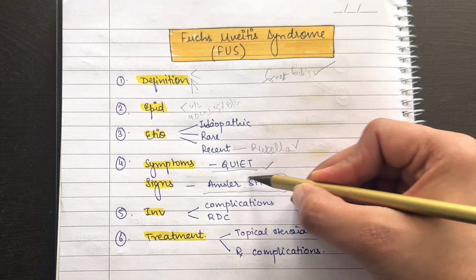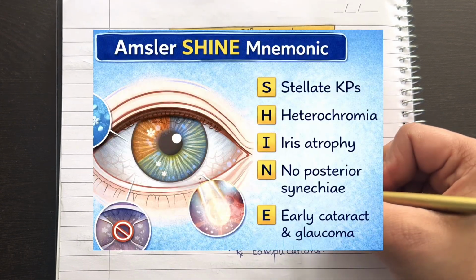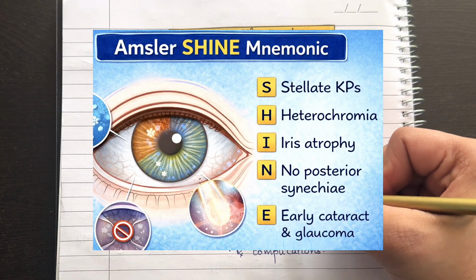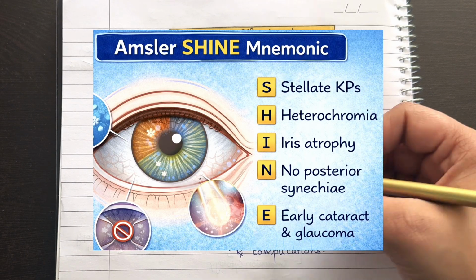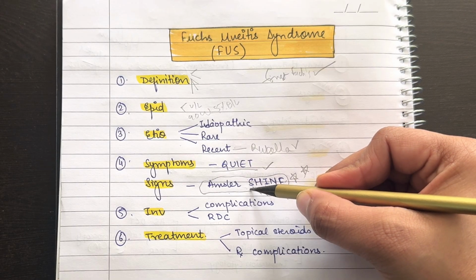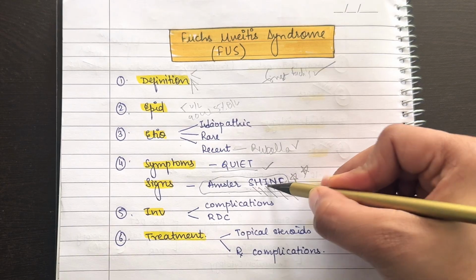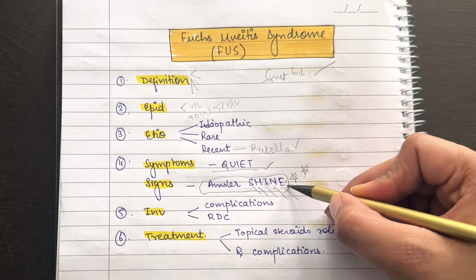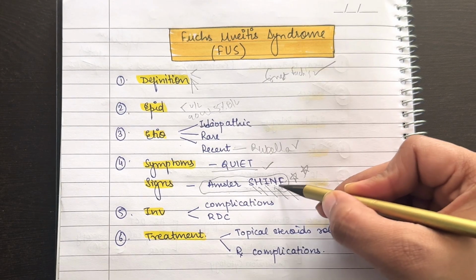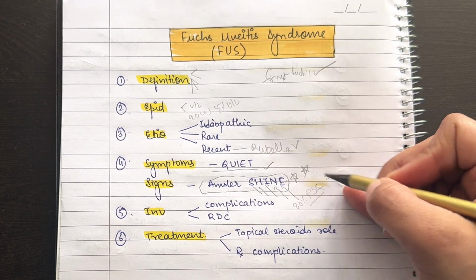This is one of the most important parts of today's video: that you remember the Amsler sign. Now this is a mnemonic I have given you, and now you know all the signs of Fuchs. S for stellate keratic precipitates, remember diffuse. Heterochromia iridis, iris atrophy, remember diffuse. No posterior synechiae, and E for early cataract and glaucoma. In cataract, you remember that 80% cases are posterior subcapsular cataract only.